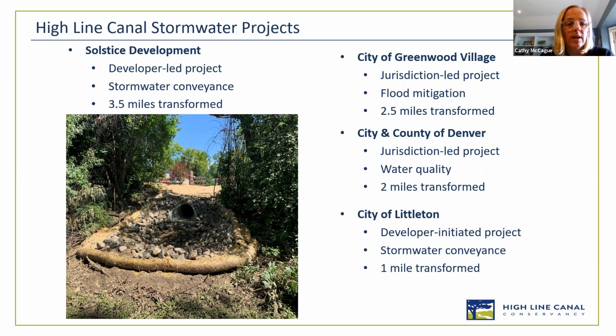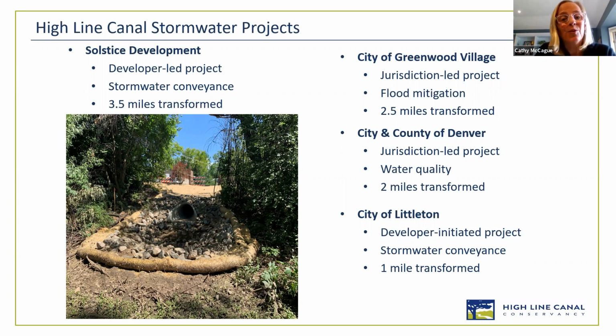And this is a developer-driven project. So they saw using the Highline Canal as an opportunity, and they also thought of it as a way of augmenting their stormwater system. So they moved back the earthen banks of the canal. They installed 3 water quality ponds for pre-treatment. That pre-treated water will be discharged into the canal and conveyed down to the next waste gate, which is 3.5 miles down from the development.